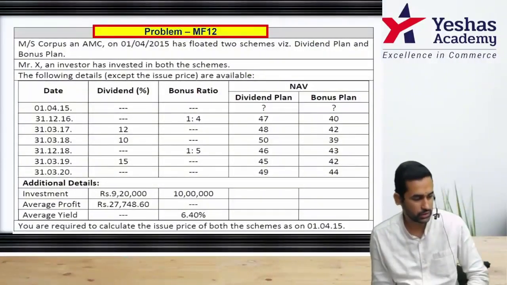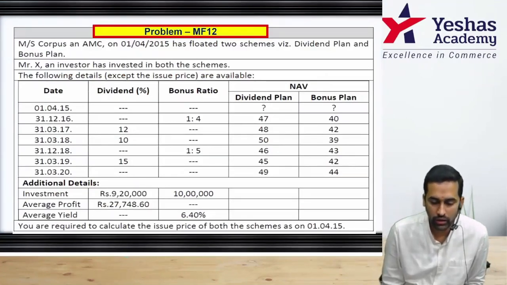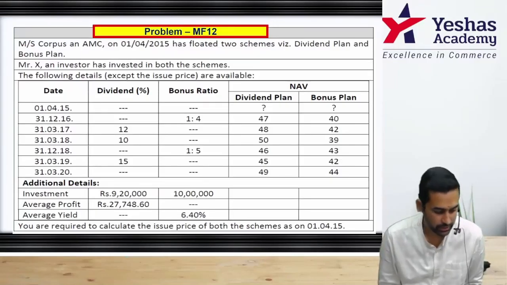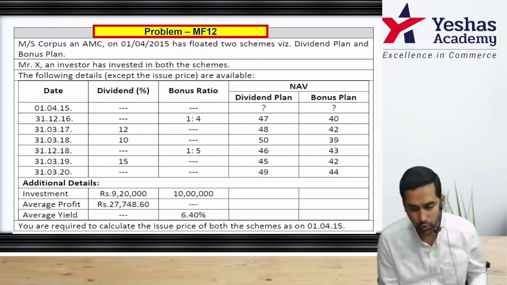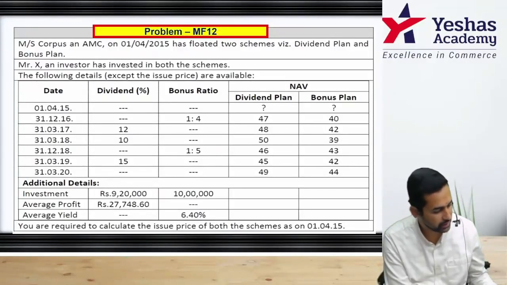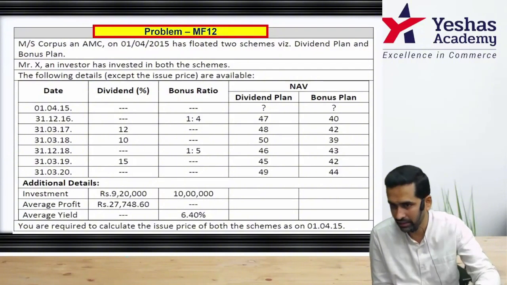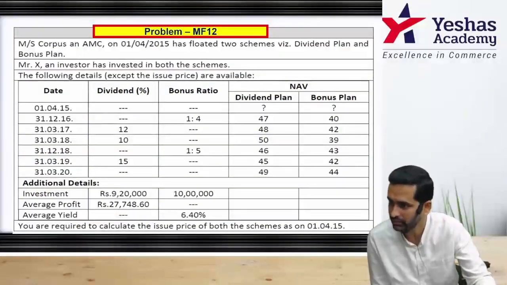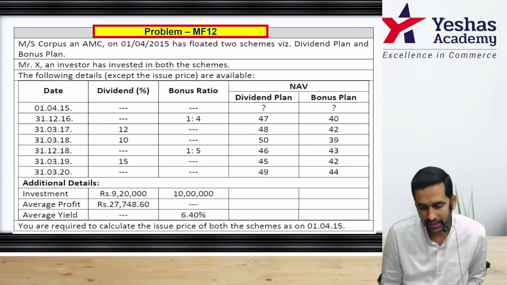Question number 12. Corpus, an asset management company, AMC, on 1/4/2015 has floated two schemes, dividend plan and bonus plan. And please understand, I told you something in theory discussion. Dividend plan should be understood as dividend reinvestment plan, and then bonus plan. Mr. X, an investor, has invested in, underline both the schemes.